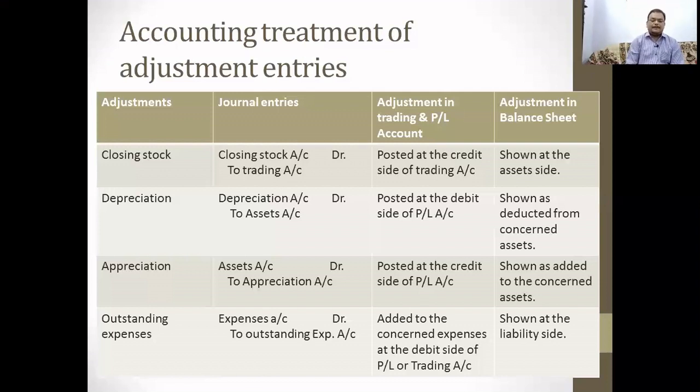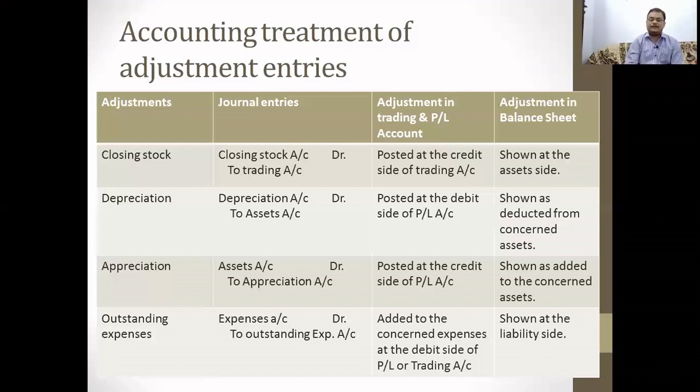Now see appreciation. What is appreciation? If there is an increment in the price of a fixed asset, like land, which is a type of fixed asset that increases continuously, depreciation is not charged on land. So the treatment of appreciation is just opposite from depreciation. It is a kind of income.